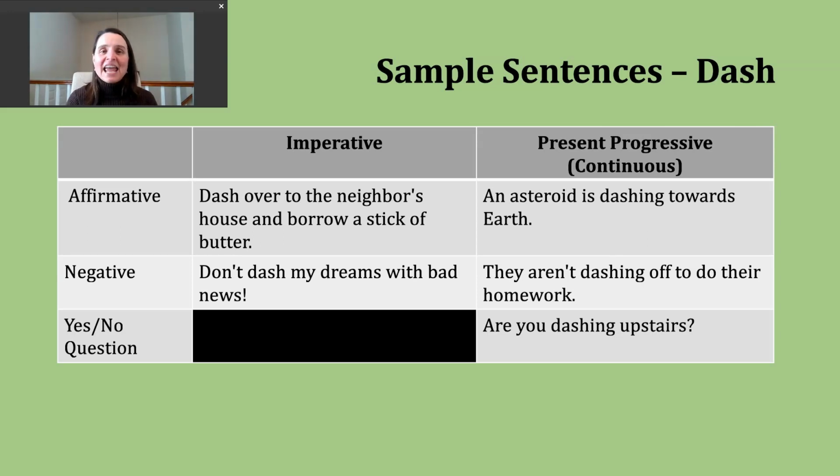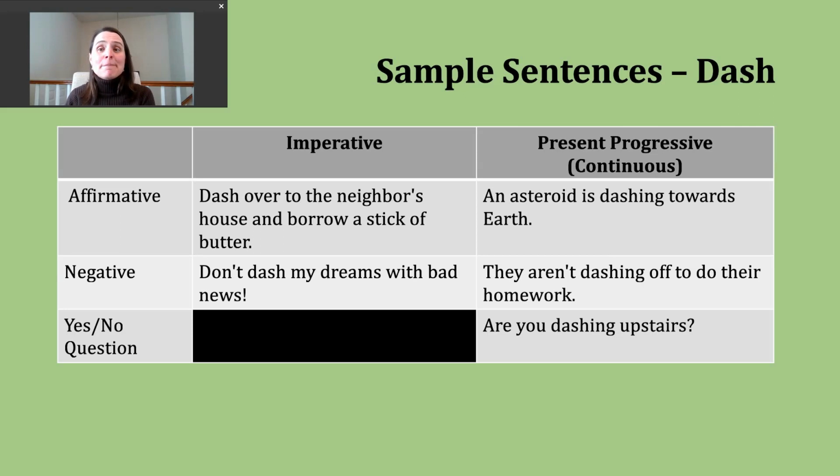Either one is fine. Now, if I want to make a negative imperative sentence, so here I'm telling someone not to do something, then I want to start with do not and then the base verb, or the contraction don't and then the base verb. You can see that in the example sentence, don't dash my dreams with bad news. Right? So it goes back to that definition talking about destroying someone's hopes or their expectations. Okay? So here they might be saying, don't tell me bad things that are going to ruin or destroy this particular dream that I have.